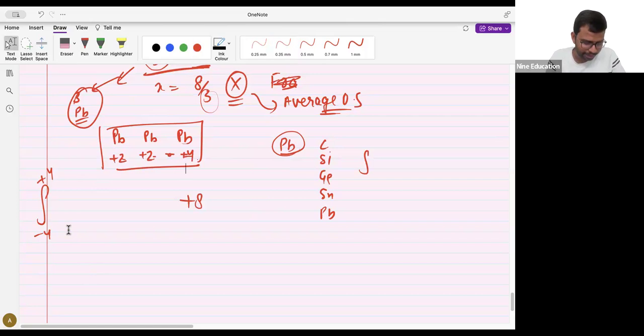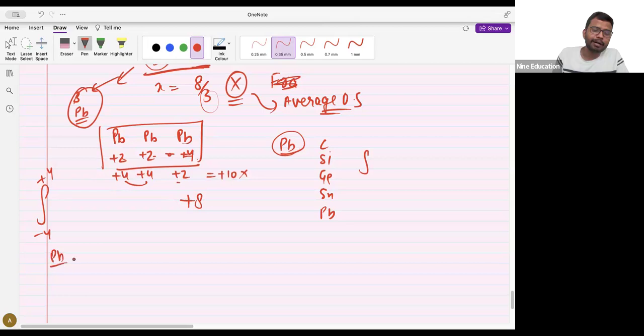This can be one possibility or not. Check. Another possibility we can see: I can add +4, +4, +2. This will be 8 plus 2, 10. This is not possible.